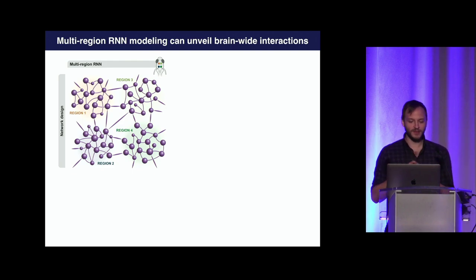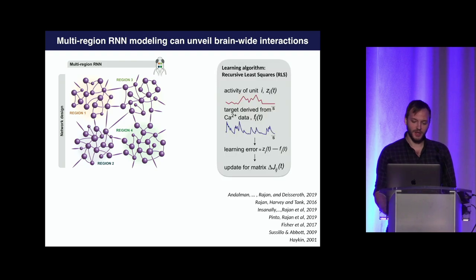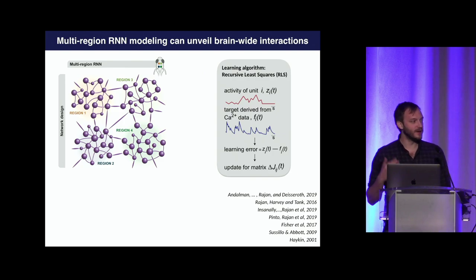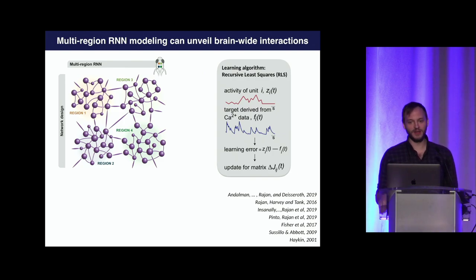So we have these big multi-region network models, and they're trained to recapitulate the activity of the experiment directly. If we record 10,000 cells from the brain, we have a 10,000 node network, and the target function throughout the training is for each one of those cells to reproduce the activity, the calcium activity, from one of the experimental cells. And this is just trained iteratively through recursive least squares. There's lots of published work on the subject. And what's nice is at the end, you get this kind of matrix that is governing the interactions between this.